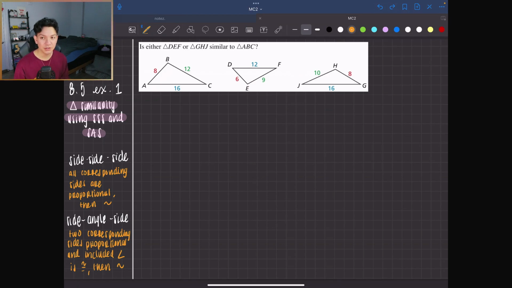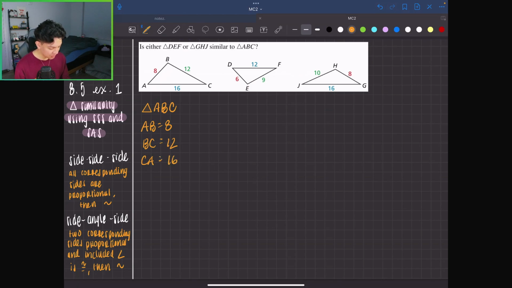In order for us to do that, we're going to find out if all corresponding sides are proportional. If all corresponding sides are proportional from one triangle to another, then we can assume that they are similar, okay? So let's take a look. We're going to compare these two triangles. Over here I have triangle ABC, where the length of AB is 8, the length of BC is 12, and the length of CA is 16.